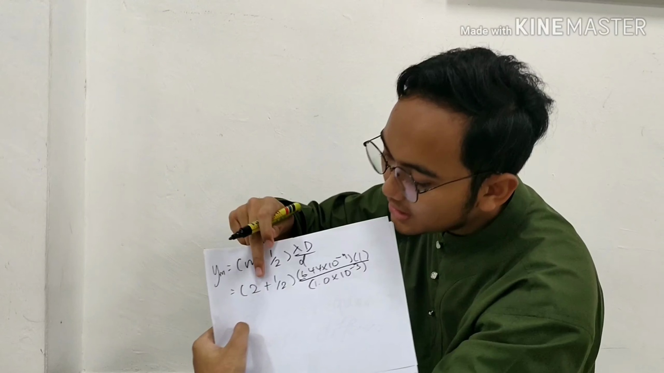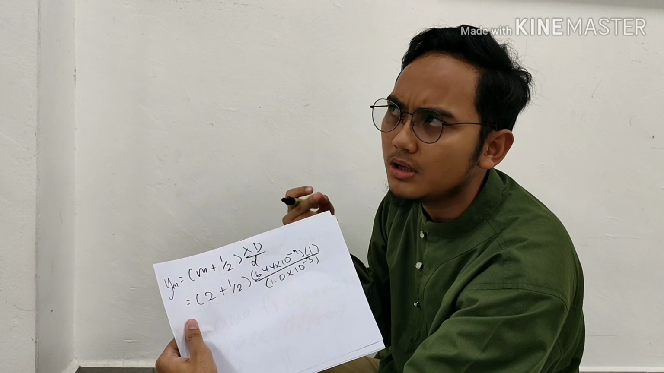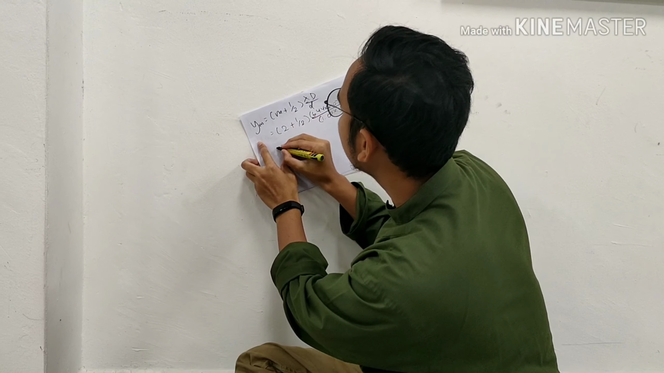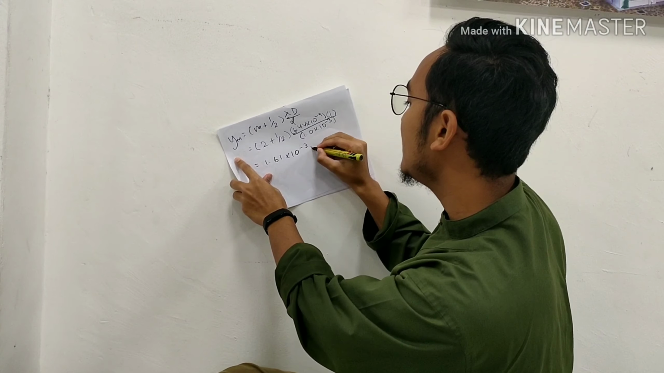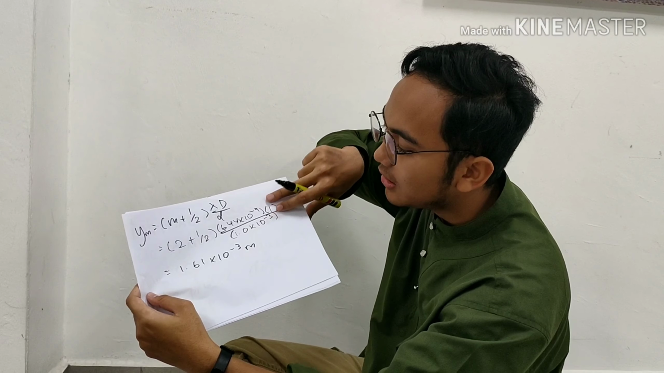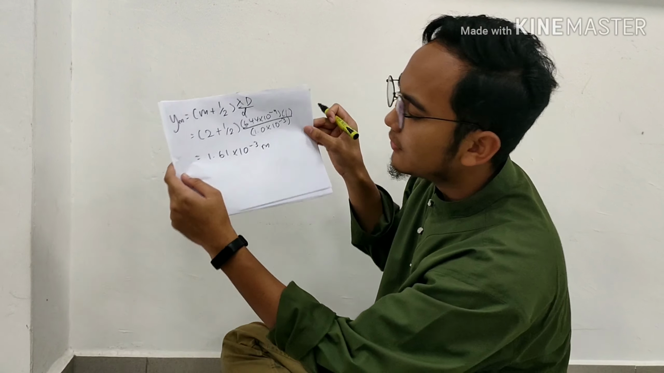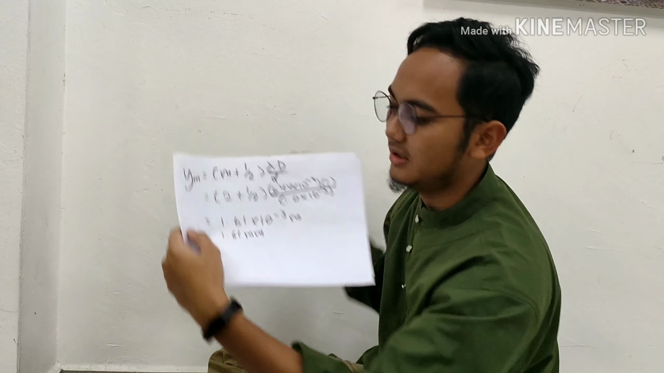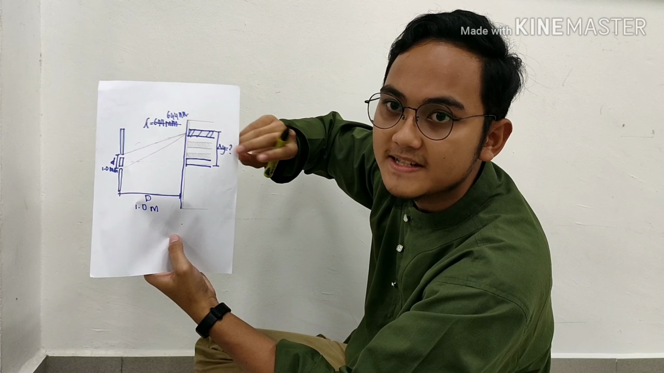As we have obtained all the values needed, just put the values in the calculator and you will get the answer of 1.61 times 10 to the power of negative 3 meter. Why meter? Because we have converted all the values into meter. And since it is 10 to the power of negative 3, we can write it as 1.61 millimeter. So, the distance between the central bright fringe and the third order dark fringe is 1.61 millimeter.